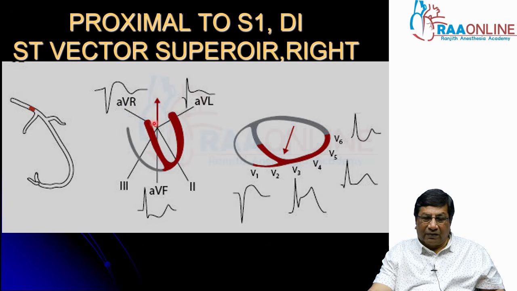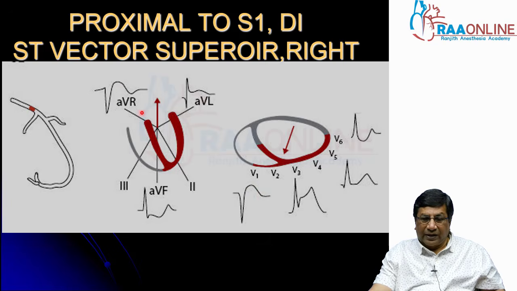Because it is traveling towards the right side, your V1, which is the right side lead, and the AVR, which is once again the right side lead, will show ST elevation. Because this vector is directing towards the right side, your anterolateral leads like V5 and V6 will actually show ST segment depression. You will have ST elevation V1 to V4. In V1, ST elevation should be more than 2.5 millimeter to diagnose the proximal LAD lesion, and your AVR also will show elevation.